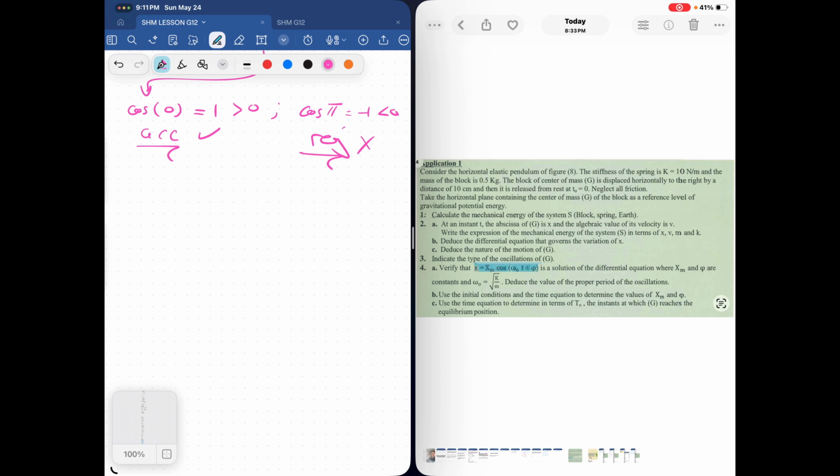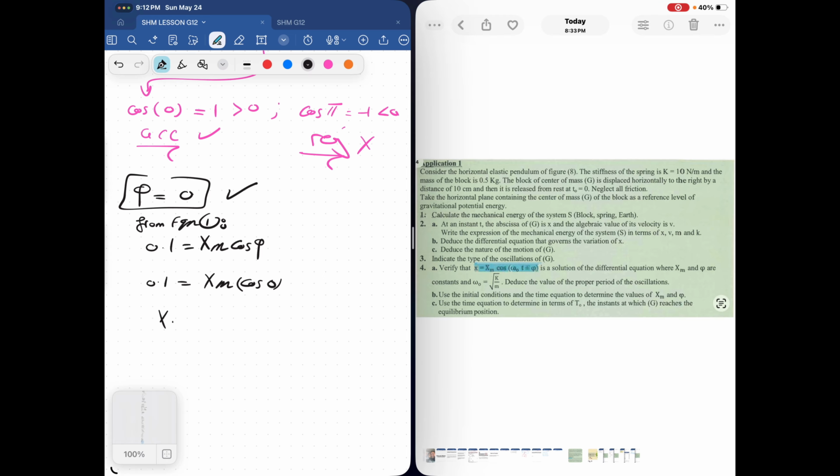Then we can deduce that the value of phi is equal to 0, and thus from equation 1, 0.1 is equal to xm cosine phi. So 0.1 is equal to xm cosine 0, and so xm is equal to 0.1 meters. We have found the two values that are required for us to find.